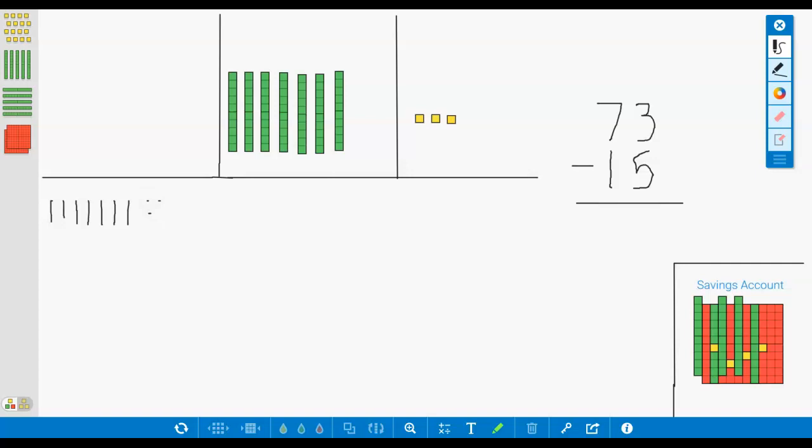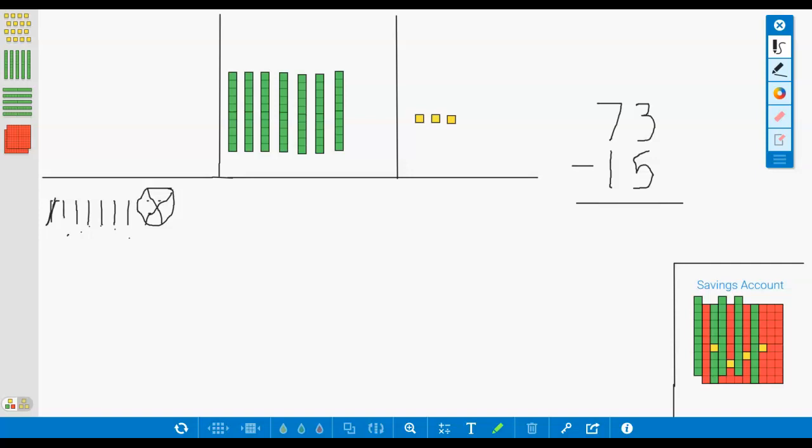Now I know that I'm going to need to take away 1 ten because I have 1 ten under my 7 tens in my equation. So I can just cross out one of my tens. And then I'm left with 1, 2, 3, 4, 5, 6 tens. Now I need to take away 5 more, but I only have 3 right here. I can take away those 3, but I still need to take away 2 more. What could I do to take away 2 more ones?